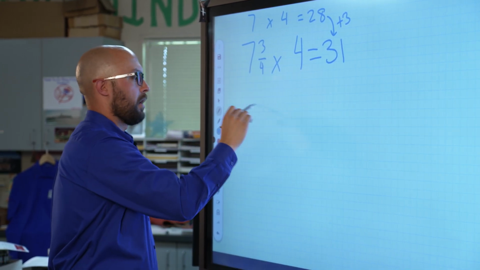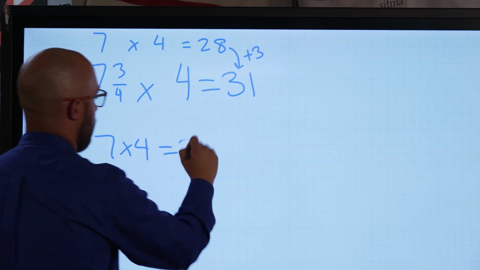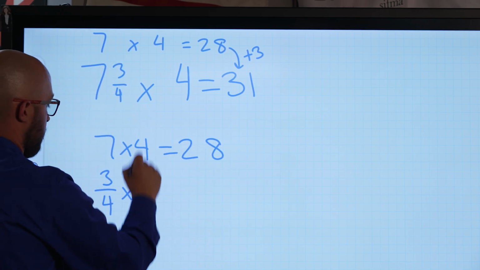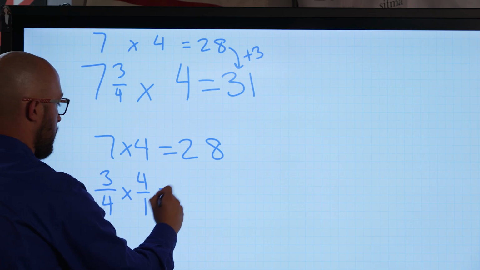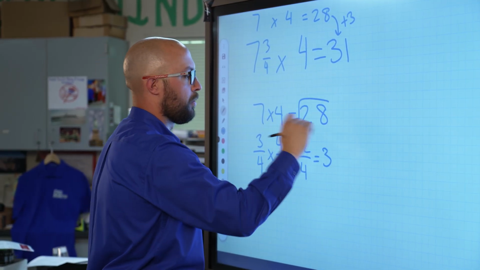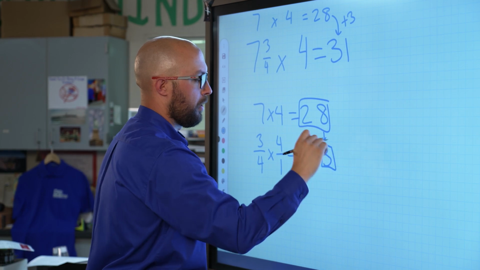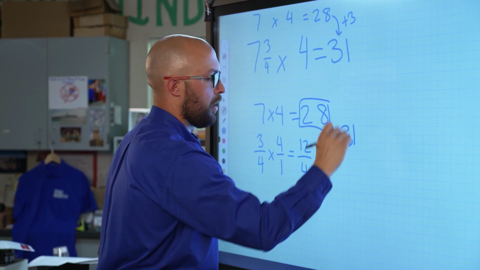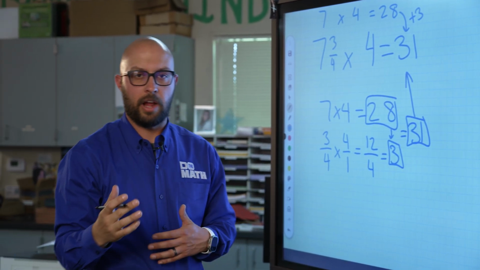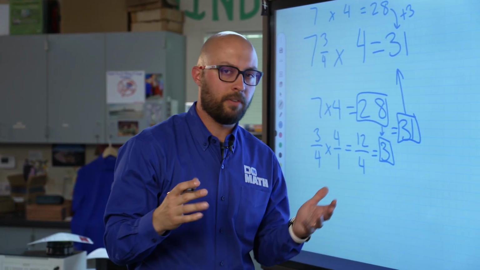7 by 4 again is 28 like we saw before. Now I have 3/4 times 4. 4 becomes a 4 over 1 like we just saw. 12 over 4 becomes 3. Hey, 28 and the 3, we get 31. Now they match. So we're noticing some patterns here in fraction work and multiplication. So it's a lot of different ways we can get it.